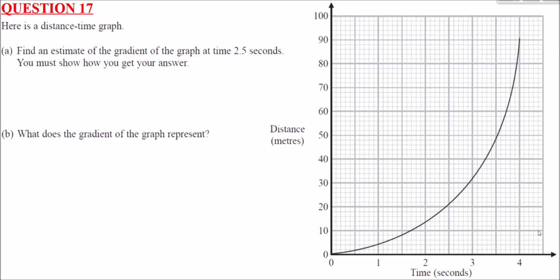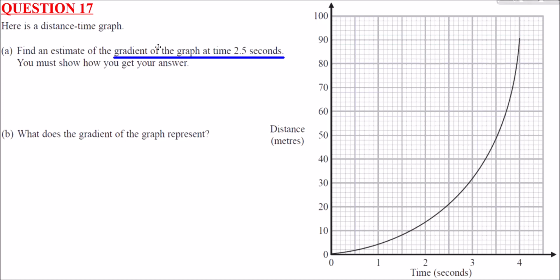17 is a distance time graph. So it curves upwards, as you can see, time on the x-axis as it were, distance going up on the y. Find an estimate of the gradient of the graph at time 2.5 seconds. The gradient is a straight line taken at a point on a curve, and the straight line can't actually cut the curve at the point, it just sort of scrapes alongside it.